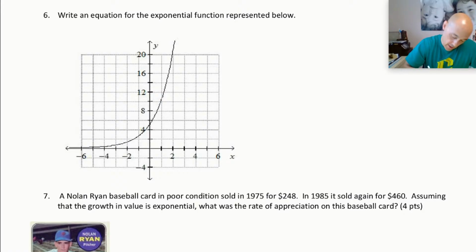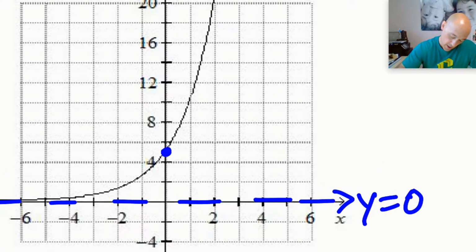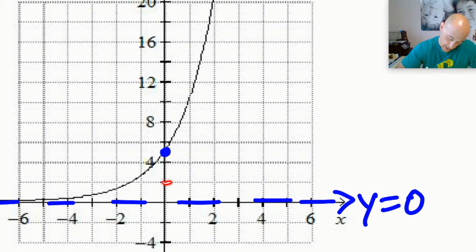The first thing I notice is that my asymptote here is at y equals 0. So my k value is going to be 0. The next thing I notice is my y-intercept. Let's zoom in a little bit. It certainly appears we're going by twos here, so that looks like it's going to be (0, 5).